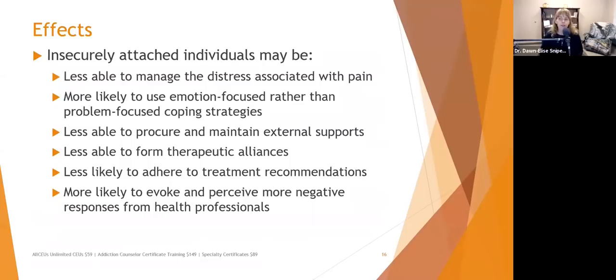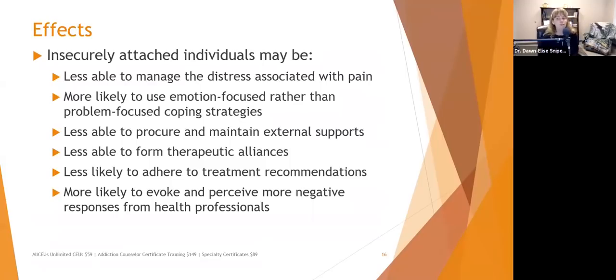They're less able to procure and maintain external supports. If they don't trust anybody's going to be there for them, then they're not going to work at developing those relationships. And relationships take effort. They take time. You can't just meet somebody one day and expect they're going to be there for you 6 months from now after you talk to them for 20 minutes.